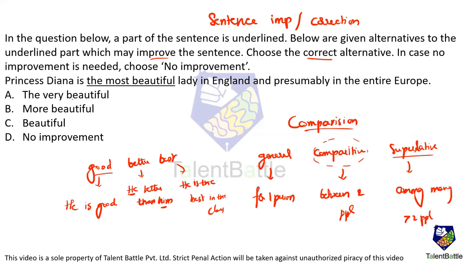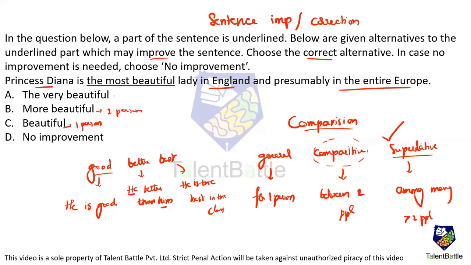Now here, actually the comparison is happening between how many people? Princess Diana is getting compared with the ladies in England as well as in the entire Europe. So that says definitely we must compare with the superlative degree. And that says the most beautiful is the right one. Look, beautiful is just for one person, that I can say Princess Diana is beautiful. That's it. Right? Princess Diana is more beautiful when compared only between two persons. But here there are many people getting compared. So lady in England as well as in the entire Europe, because she's getting compared with many such ladies.